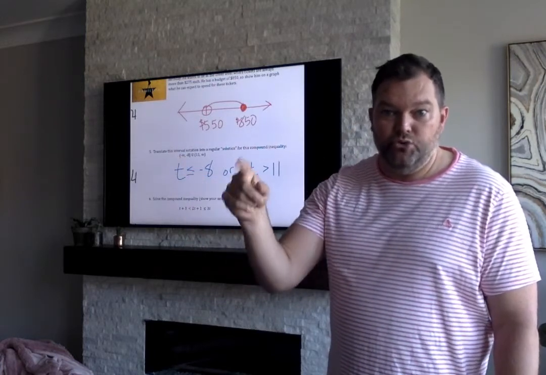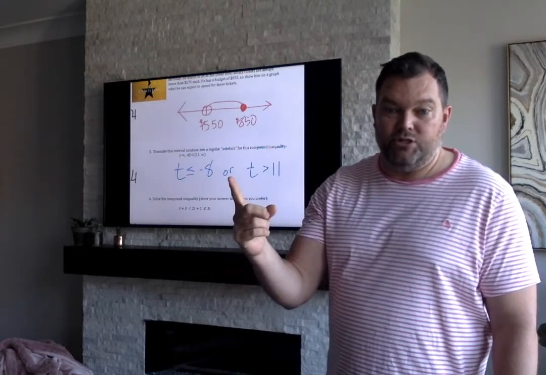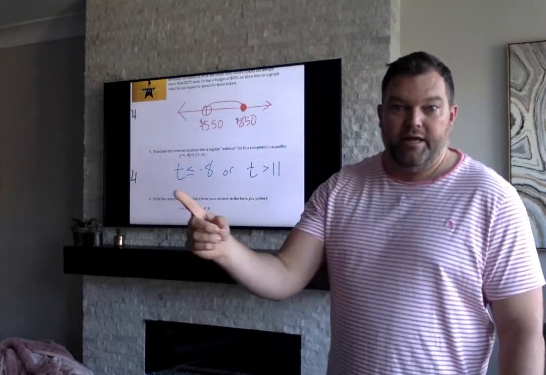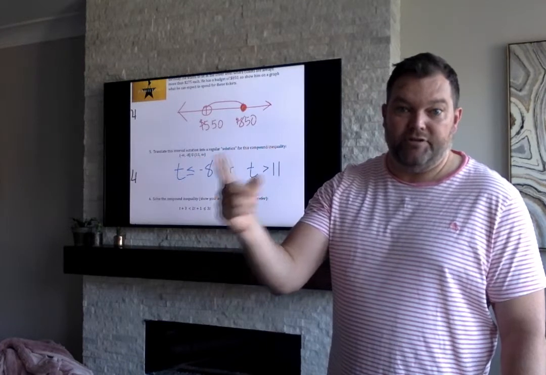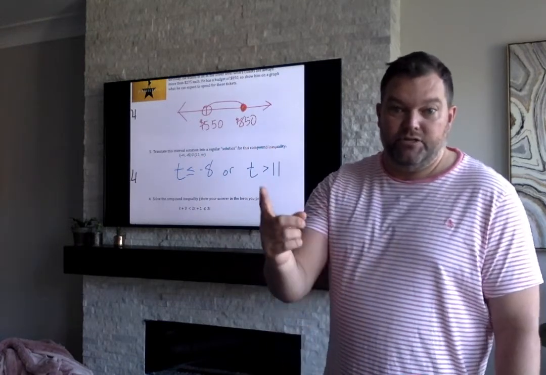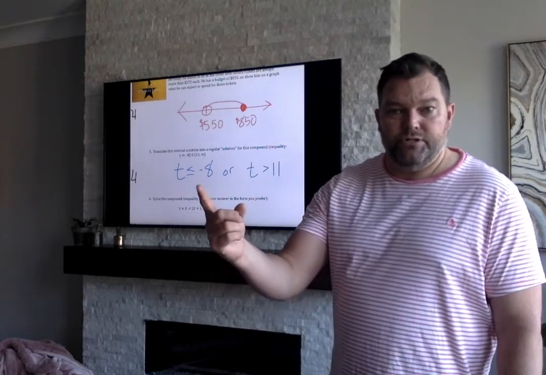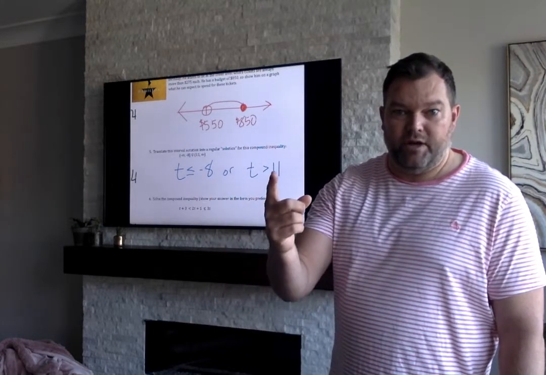Now I see the union symbol in the middle. That means it's an or problem, where we jump from one to the other. And at the other end, it's going from 11 to positive infinity. So that means t is greater than 11. Okay? Hopefully you also understand why this one is less than or equal to and why this one is just greater than.